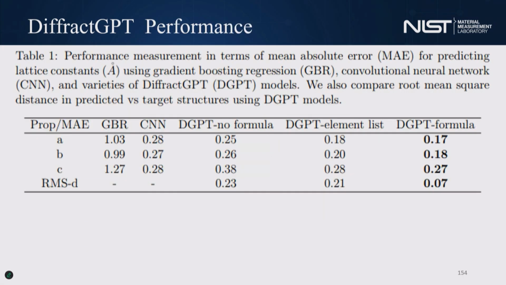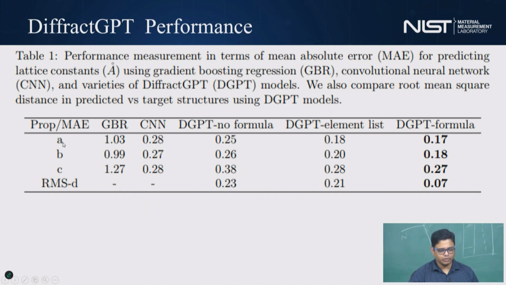So we compared these three types of models: DiffractGPT with no formula, DiffractGPT with element list, and DiffractGPT with chemical formula. We also have a model which can just predict the lattice constant, not the POSCAR file, using gradient boosting and a convolutional neural network. So we have this feature X, and we are trying to predict a, b, c. That's it. We found that the model with chemical formula gives the lowest error, the most highly accurate model.